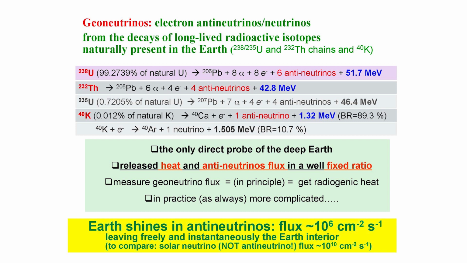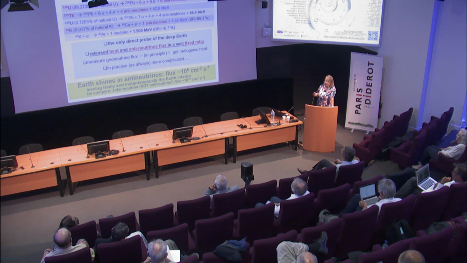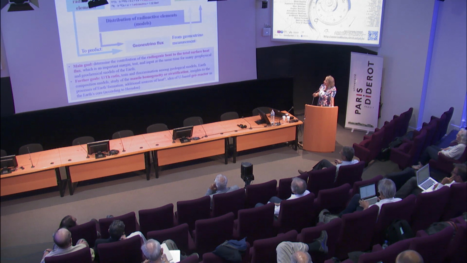In summary, the Earth shines in antineutrinos with a flux of about 10^6 per centimeter squared per second, which is a big number, but it's still 4 orders of magnitude less than the flux of the pp neutrinos coming from the Sun.